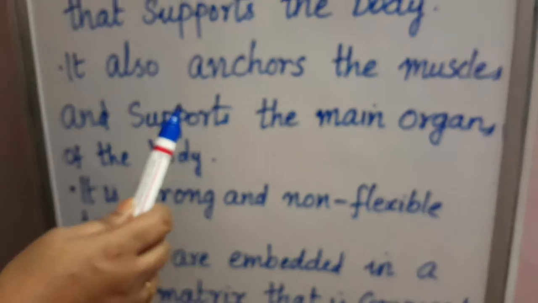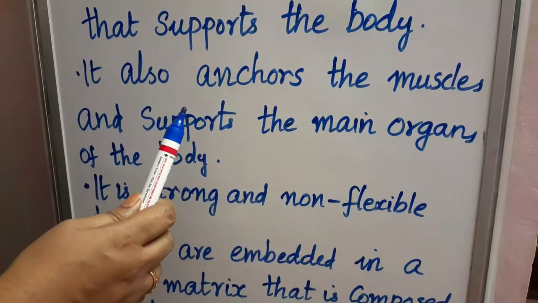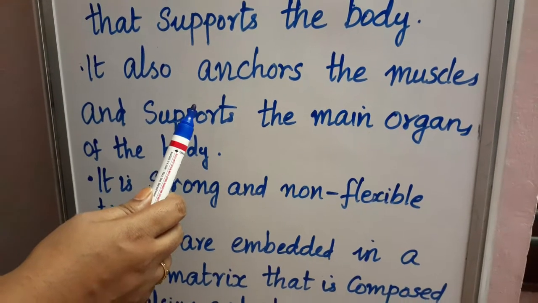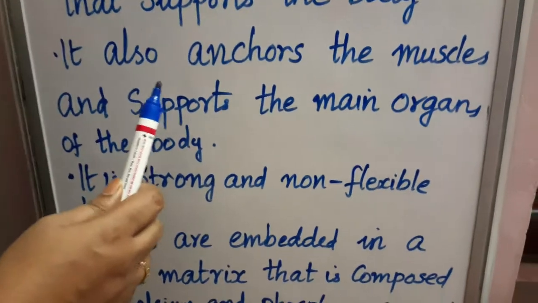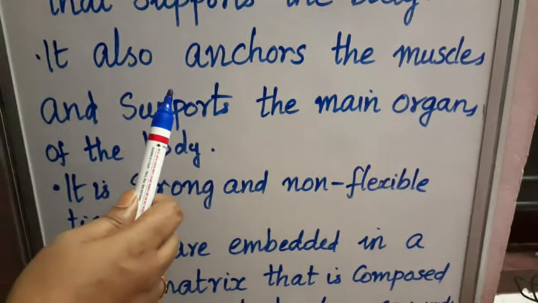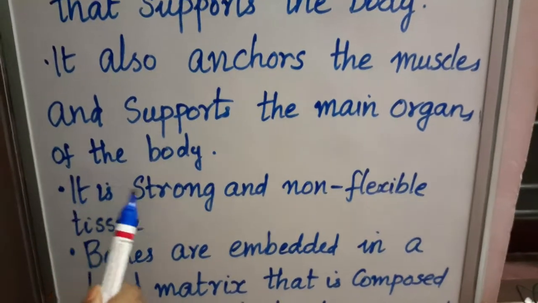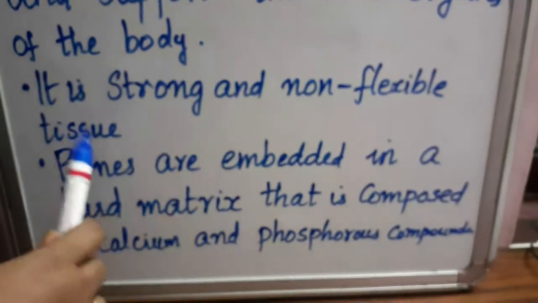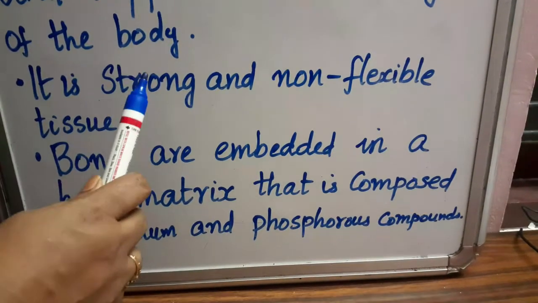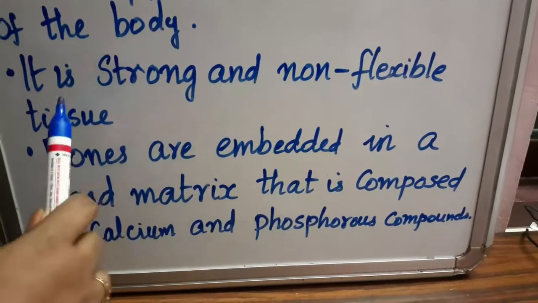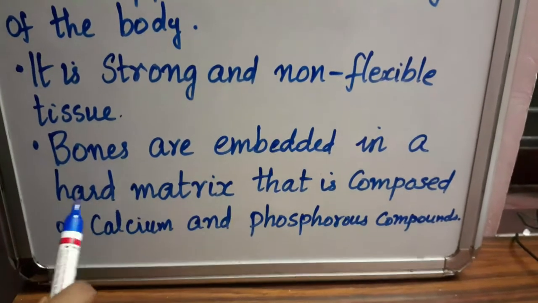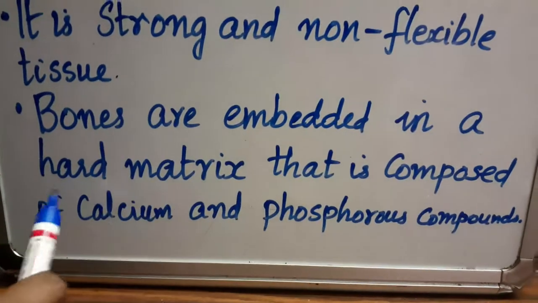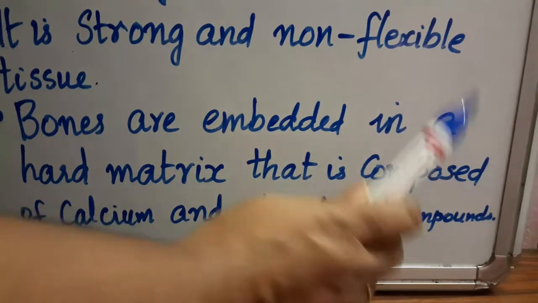Ribs, seen in the chest portion, protect the heart, lungs and the stomach. So like that, all parts of the body are supported by the bone. It is strong and non-flexible tissue. So bone is very strong and it is non-flexible. Okay. Then fourth point, bones are embedded in a hard matrix that is composed of calcium and phosphorus compounds.